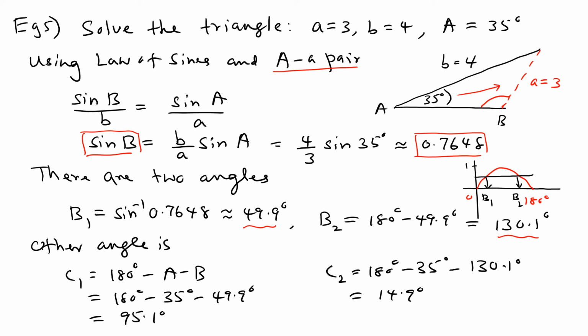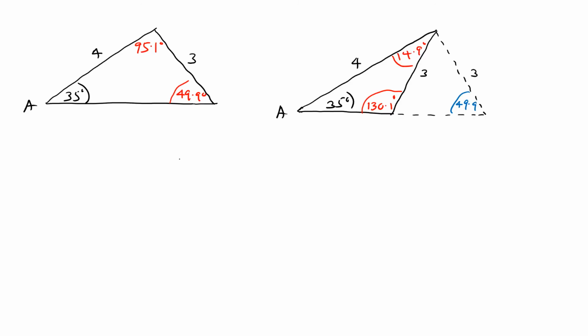So let's draw two triangles for those two cases. The first case is when the angle B is 49.9, and the second one is when the angle at B is 130.1. So those are the two different triangles. In the last one, I also drew the other one over there. Then you can see how those two triangles happen here. And this is the vertex C.